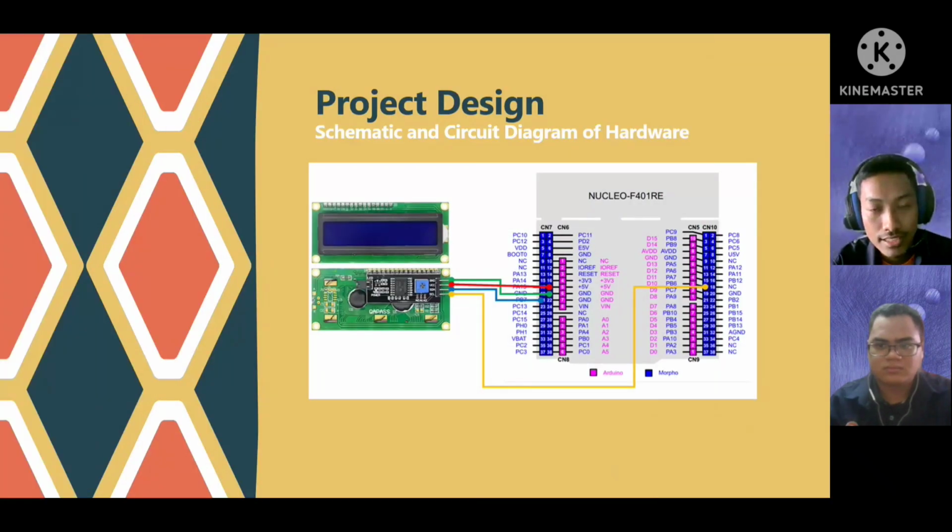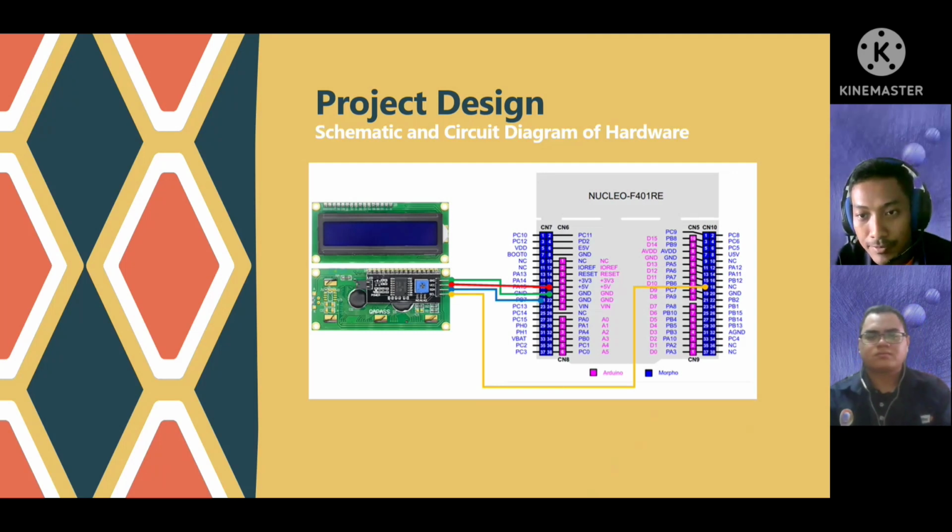Next is the project design. This is the figure of the schematic and circuit diagram of the hardware. As you can see, the ground of the LCD connects to the ground of the Nucleo, VCC connects to 5 volts, and the SDA, which is the blue line, connects to PB7, and SCL, the yellow line, connects to PB6.